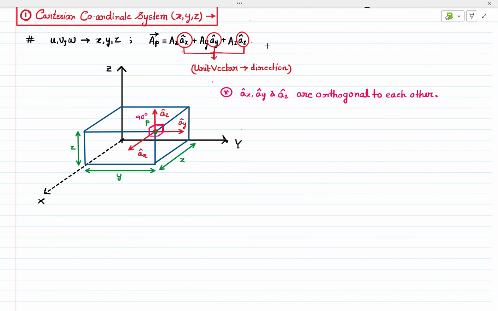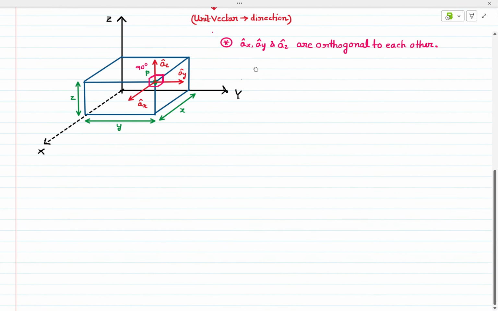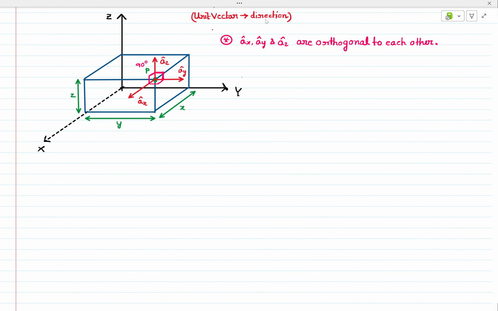Okay, let me discuss it here. So what is x, y and z? What is x? Let us see x. What is that x? X means this x. This x I am talking about. So what is x?